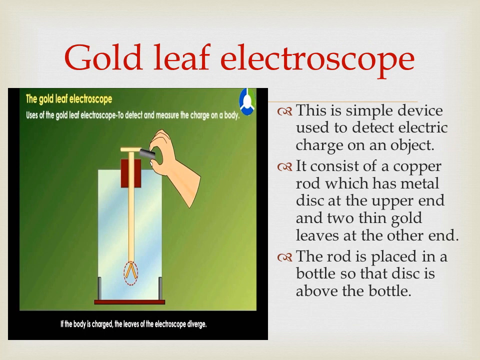Let us learn gold leaf electroscope. This is a simple device to detect the electric charge on an object. It consists of a copper rod which has a metal disc at the upper end and two thin gold leaves at the other end. The rod is placed in a bottle so that the disc is above the bottle.